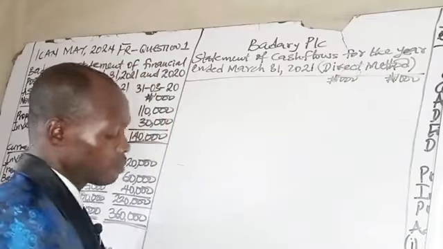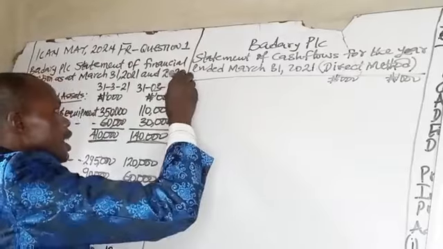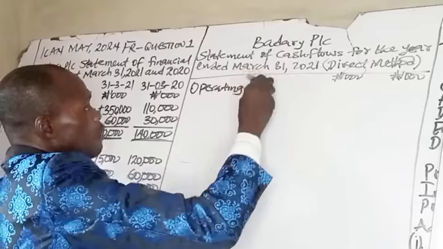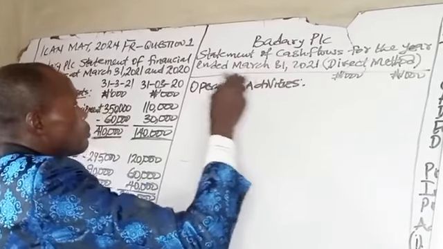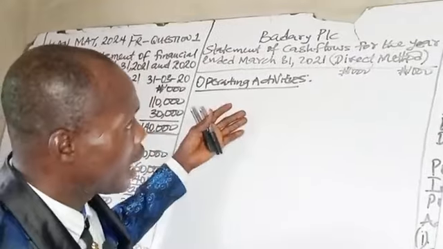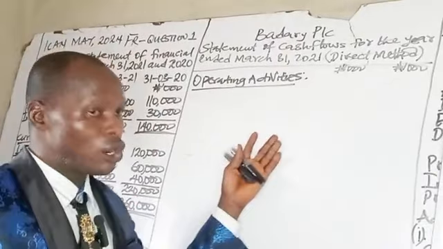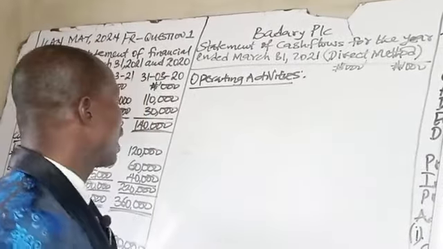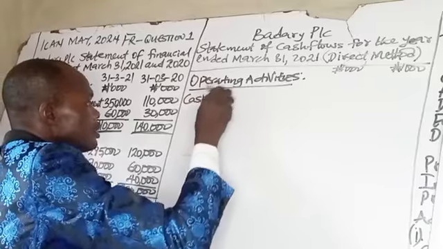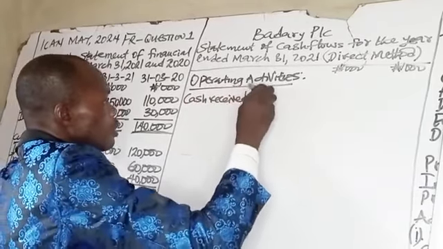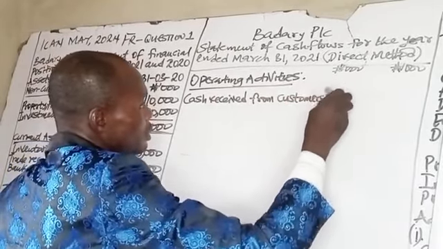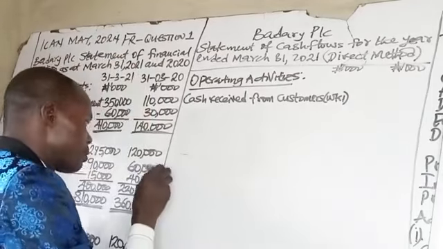The first heading is operating activities. If you have watched my earlier video on statement of cash flows, I've told you that operating activities are those activities that arise from the normal course of business. Now, cash flows under this heading include cash received from customers. That is working number one. Cash received from customers.